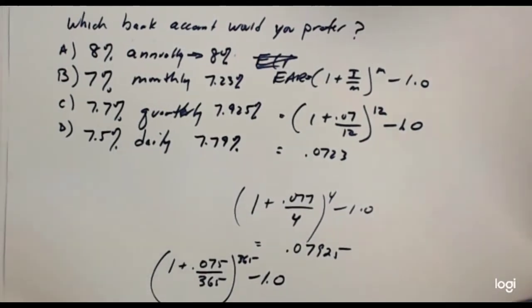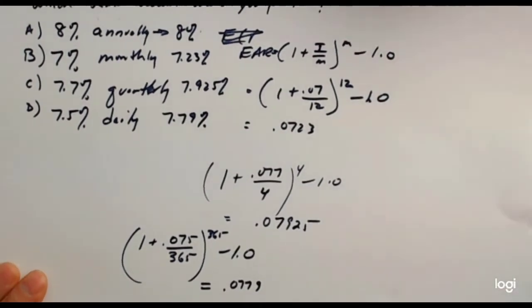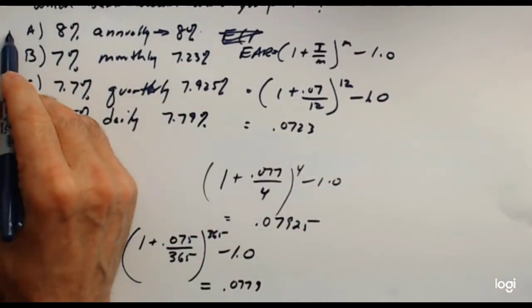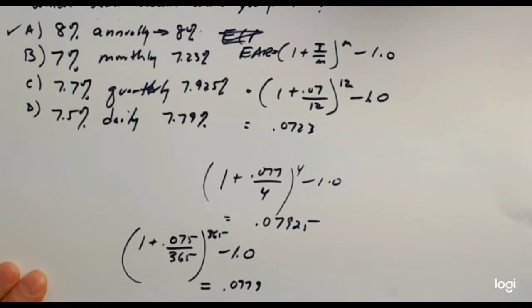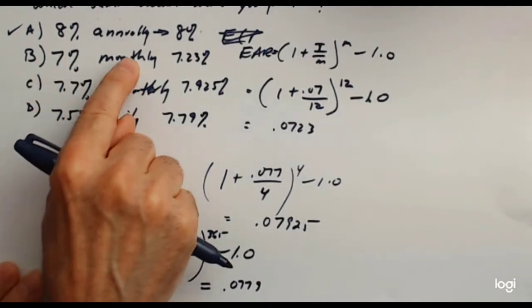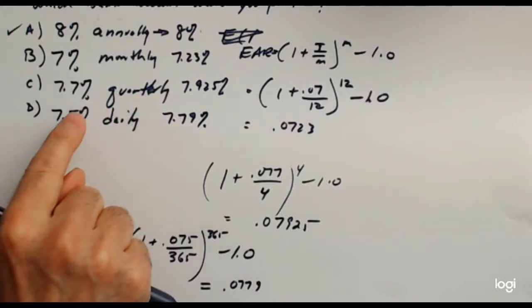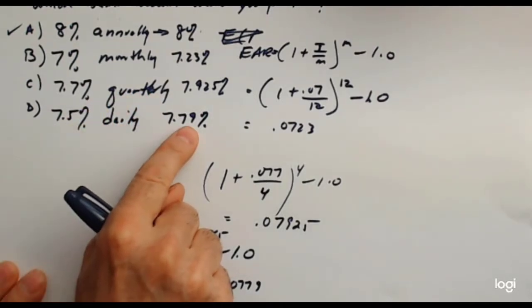So which account would you rather have? Make sure you guys can see that here. Which account would you rather have? Well, you'd rather have choice A here. 8% compounded just once annually is better than 7% compounded monthly. It's better than 7.7% compounded quarterly, and it's better than 7.5% compounded daily.